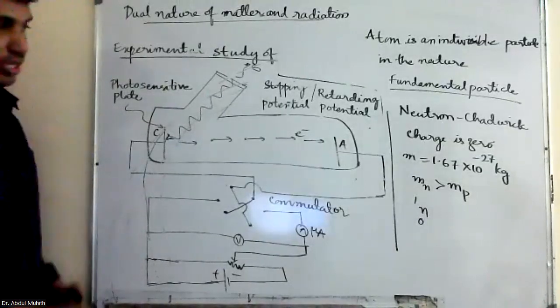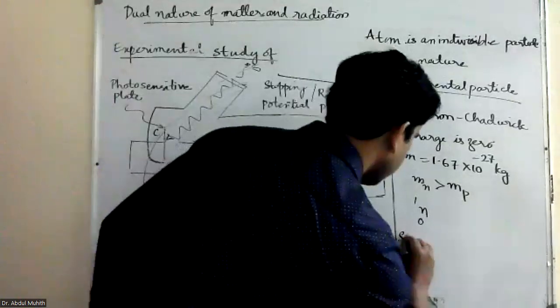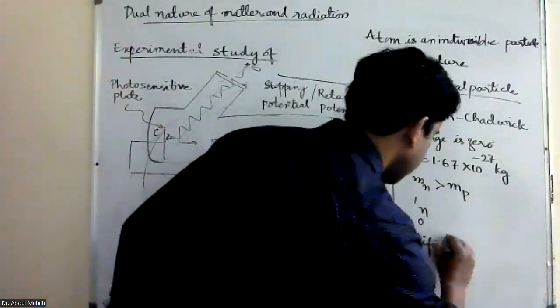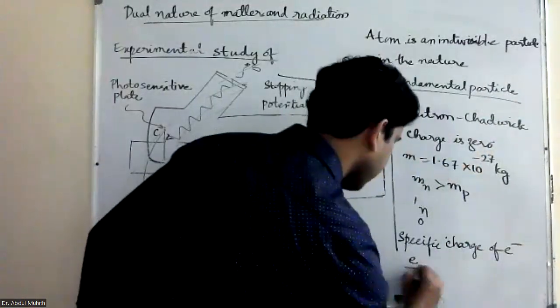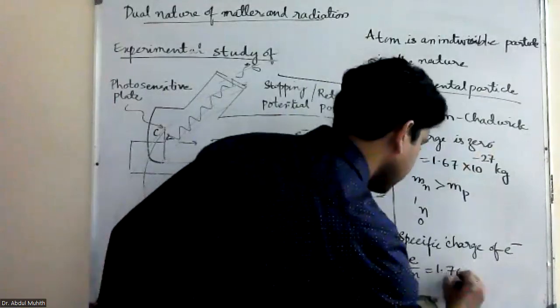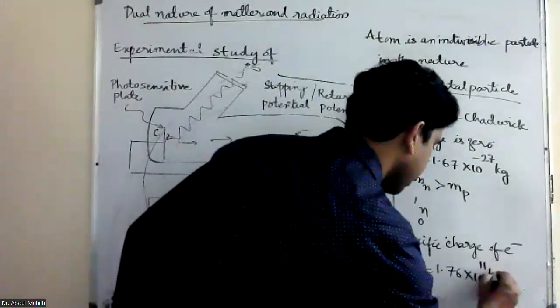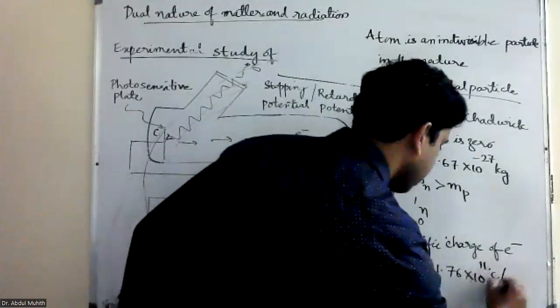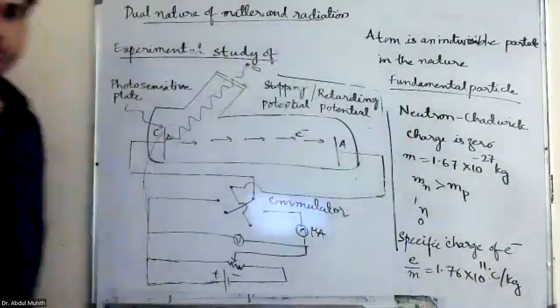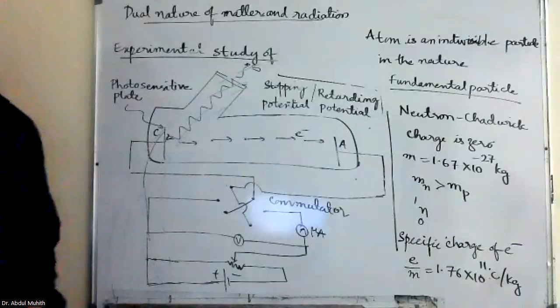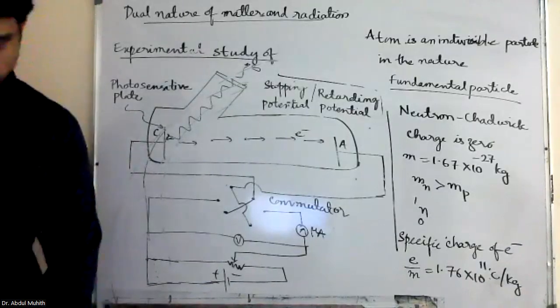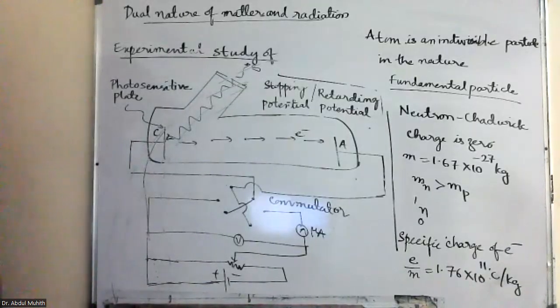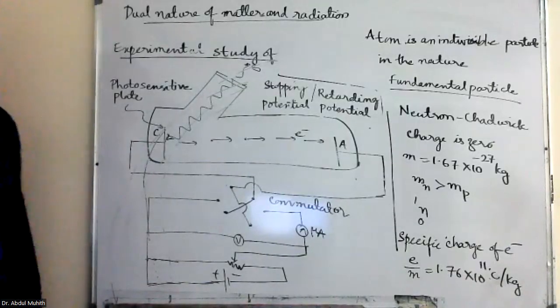Done. So I'll go with the specific charge of electron. It is equal to e by m, 1.76 times 10 to the power of 11 coulomb per kg. This is an important value. It's the specific charge of the electron, or the e by m ratio. Clear? So we'll go with the next topic, electron emission.